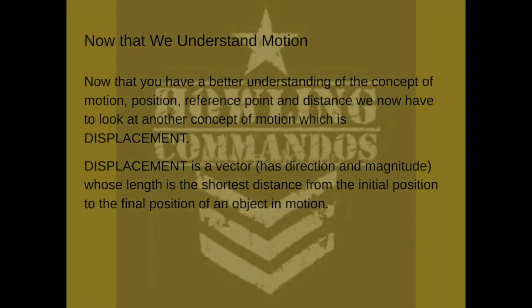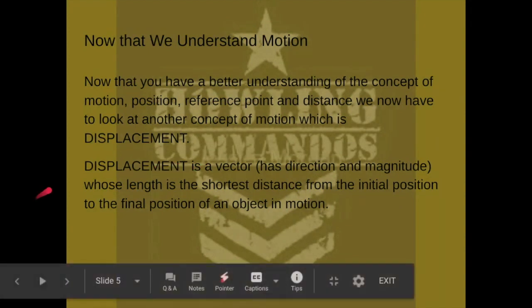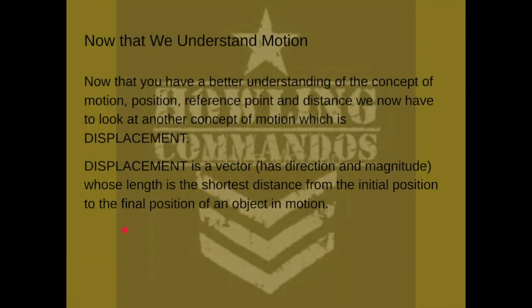So you have an understanding of what motion is because you have an understanding of the concepts of motion as it's defined: position, reference point, and distance. And now we have to look at this other concept of motion, which is displacement. So here is the definition for displacement. Displacement is a vector. That means it has direction and magnitude. Magnitude meaning change, whose length is the shortest distance from the initial position to the final position of an object in motion.